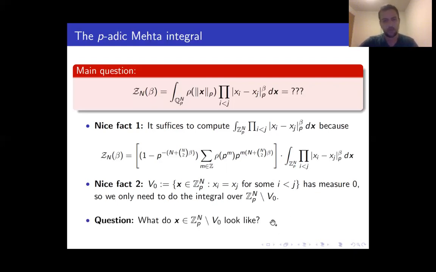Now I want to take a moment to figure out what elements look like in this thing. So if we take Zp to the n, remove all the bad points, all the ones where particles are in the same spot, what do these microstates actually look like? So this is the fun part.